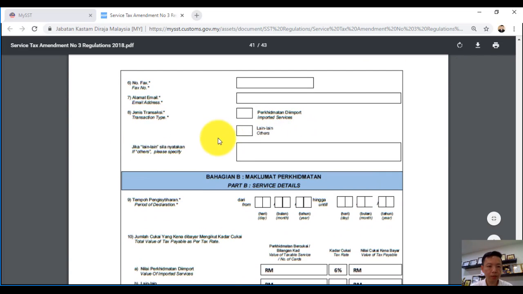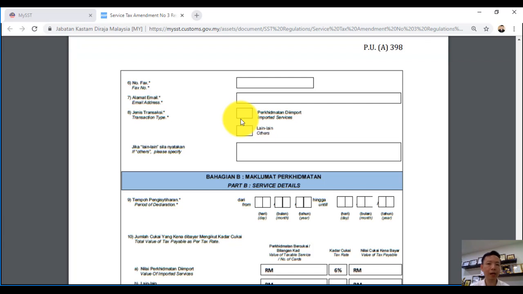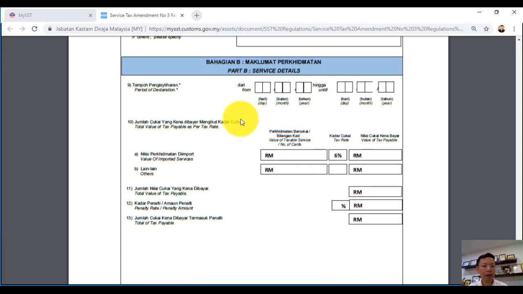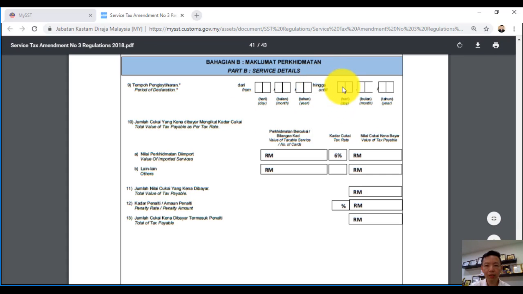Your email address. At this point of time, what is this transaction for? It is only for importation of taxable service. Maybe in future there will be others. So now even though you are not an SST registrant, SST is related to you already. So what is the period of declaration? Meaning that let's say the importation of service happened in January. So what you need to put here is 1st of January to 31st of January 2019. This is the so-called taxable period.